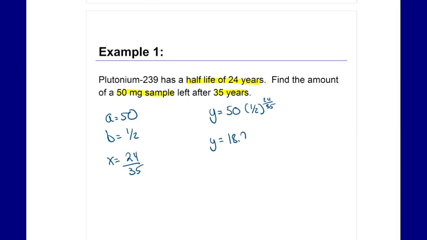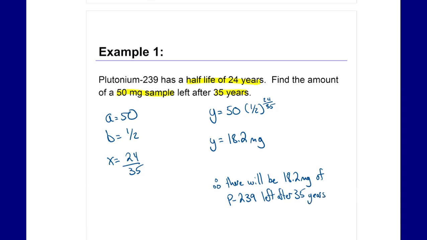We would get 18.2 milligrams of Pu-239. So therefore, there will be 18.2 milligrams of Pu-239 left after 35 years. So again, after 35 years, there's still almost close to 20 milligrams of Pu-239 left. Right, so again, that's quite a long time to have stuff remaining.